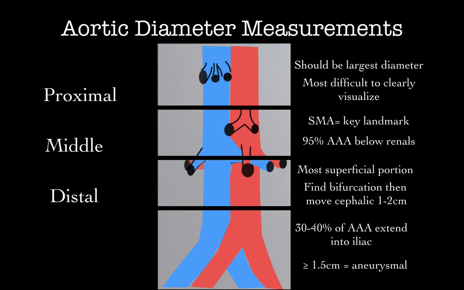Now, you can find aneurysms that extend into the iliac arteries. Those are not aortic aneurysms. Those would be iliac aneurysms, and that's a little bit of a different disease and is managed differently. So I encourage you to look that up and see how they're different. We're going to focus on abdominal aortic aneurysms.